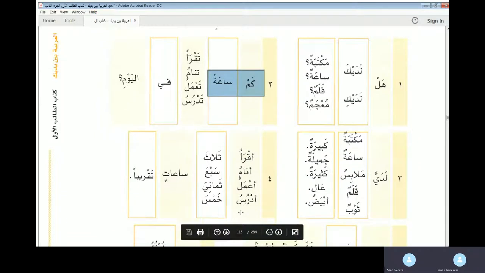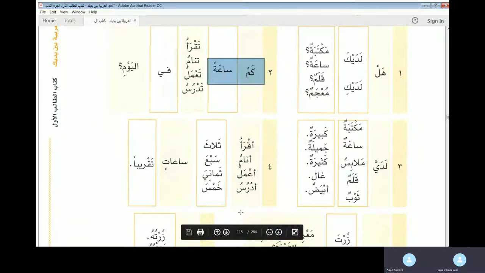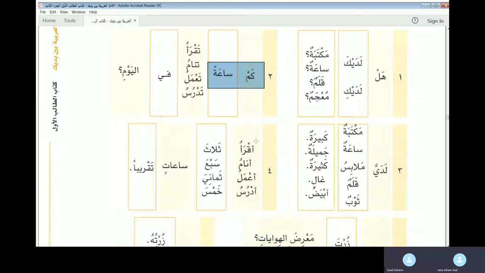كم ساعة تقرأ في اليوم؟ How many hours do you read in the day? كم ساعة تنام في اليوم؟ How many hours do you sleep? How many hours do you work in a day? كم ساعة تدرس في اليوم؟ How many hours do you study in a day?